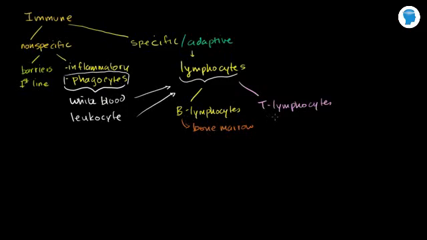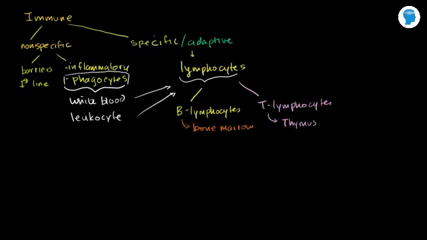T lymphocytes actually do start off in the bone marrow, but they mature and become what they are in the thymus. So that's where the T comes from. T for thymus. Now, in this video, I'm going to focus just on the B lymphocytes, because frankly, if I focused on everything, it would be an hour-long video. But I just really like the B lymphocytes.